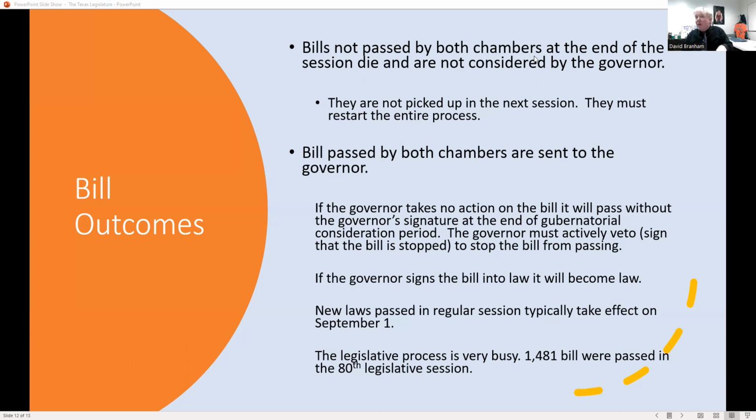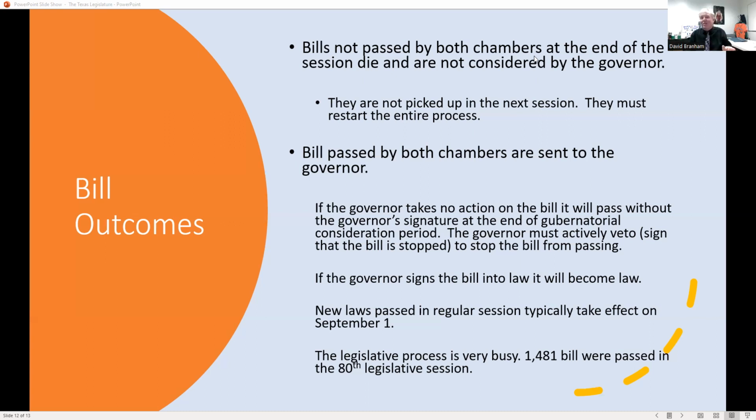If the governor wants to veto a bill, he or she has to actively veto the bill. You have to sign that the bill is stopped. Stop the bill from passing. They have to say, I do not pass this bill. If the governor signs the bill into law, it will become law. New laws passed in the regular session typically take effect on September 1.